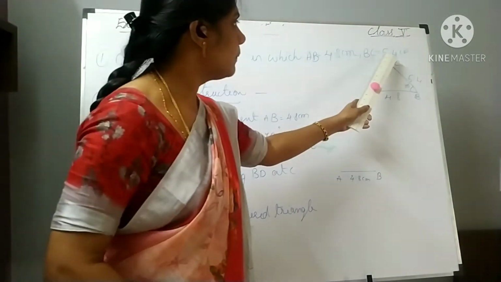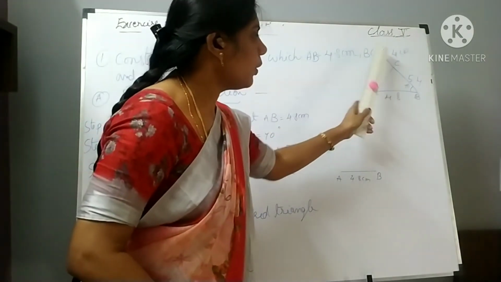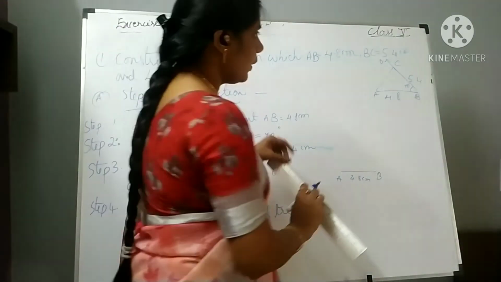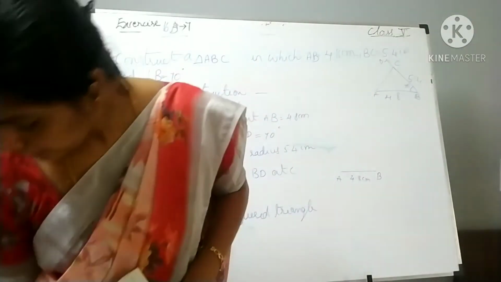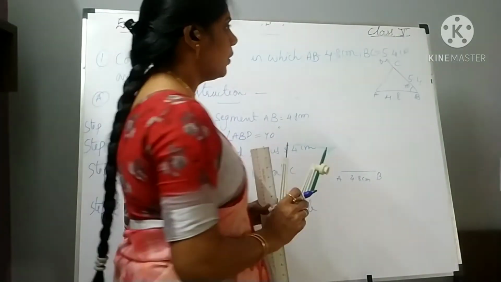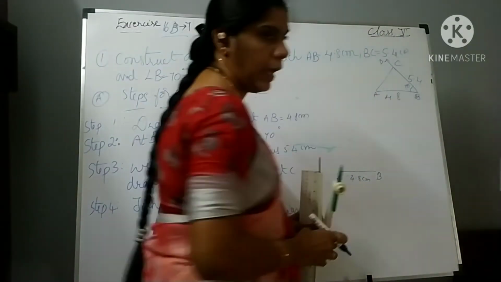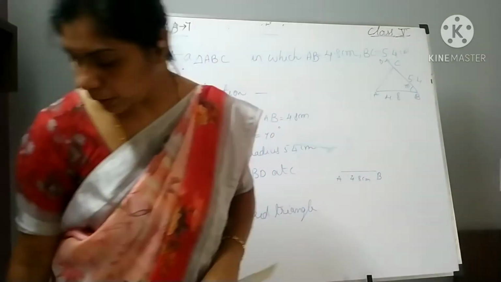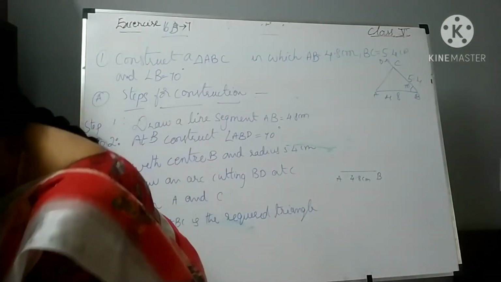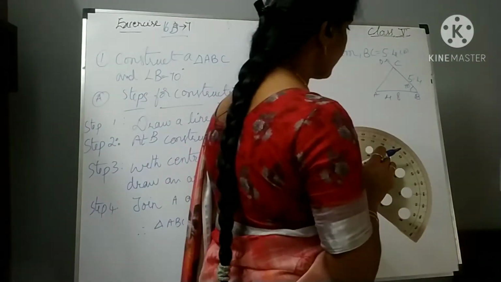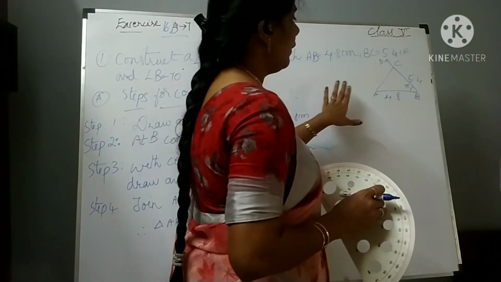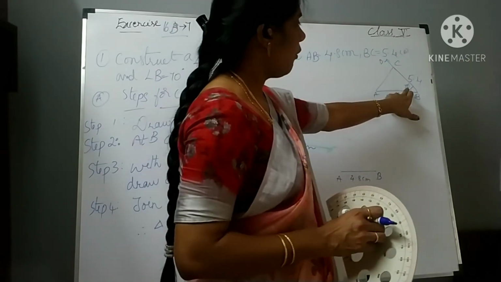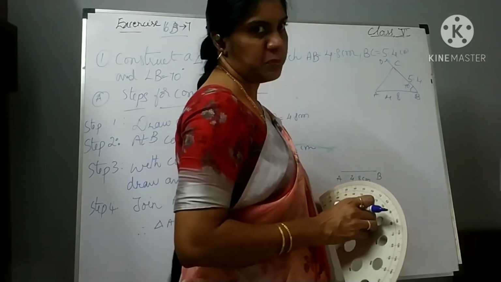They have given one angle and one more measurement here. But how can we draw like this? First, we have to measure the angle. After that, we have to draw this 5.4 measurement with the compass. If they have given one angle, first we have to measure that angle. So you have to place this 70 degrees angle at B.